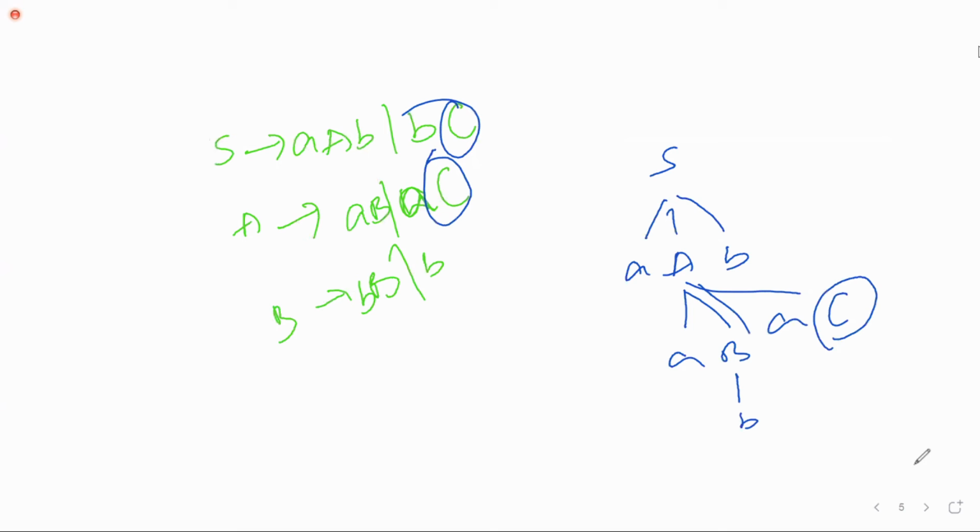Next, look at the second thing. If any variable is not able to derive a terminal, you cannot get the string. We cannot reach the string because that particular variable is not going to derive any terminal. When it cannot derive a terminal, it is useless. C is not going to derive anything, so it is a useless symbol. Am I clear with this? Case 1 is unreachable, case 2 is not able to derive the terminals. Clear?